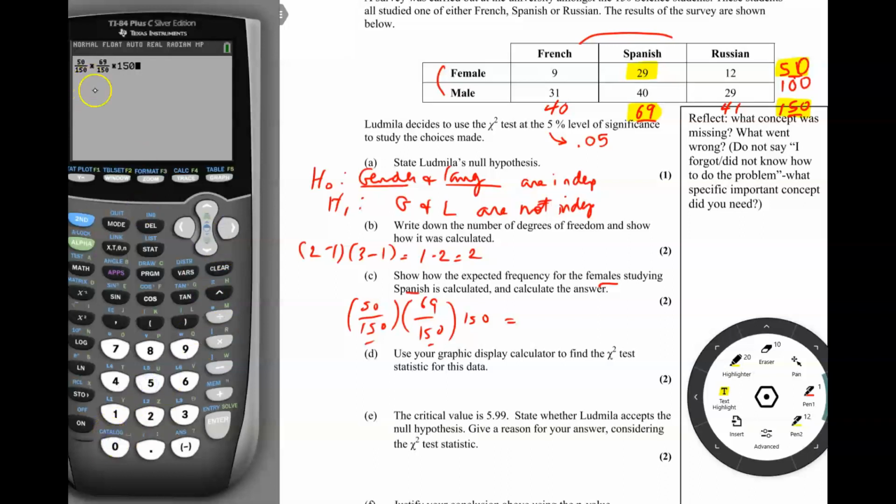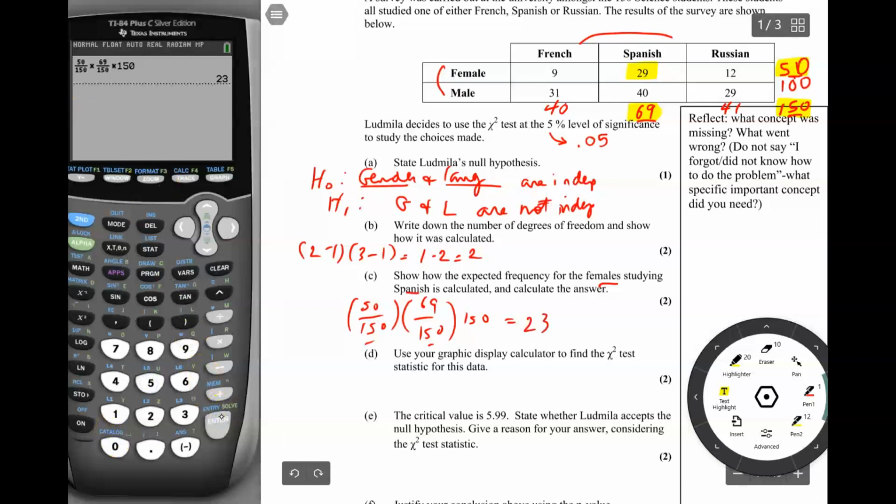Then I don't need to put parentheses around everything. 23 is the answer. So the expected frequency of females studying Spanish was 23. We got 29, a little bit different. Is that different enough to say that they're not independent? We'll see.